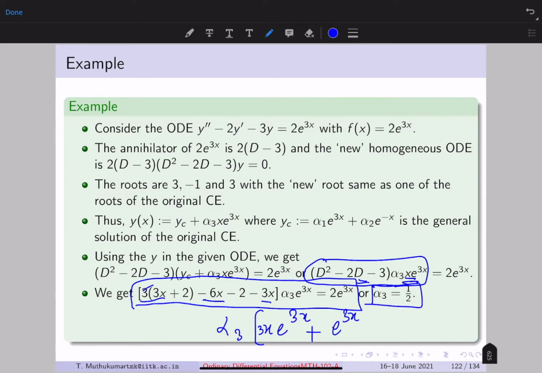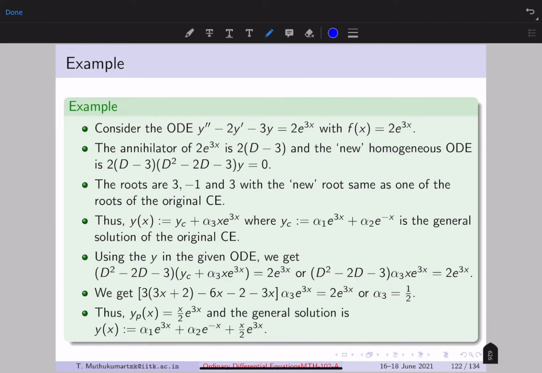So there is a 6, 3, 2, 6 minus 2, 4. So 2 by 4 will appear here, which is 1 by 2. So alpha 3 is half. So if you use the information alpha 3 is half, you get yp is this, and your general solution is this. So it's right. I hope you have understood how to do this, right? It's easy to do.